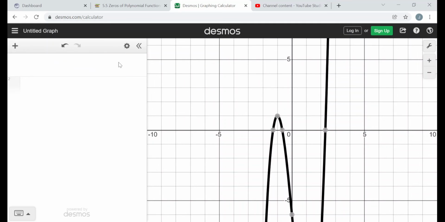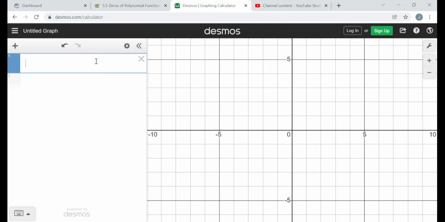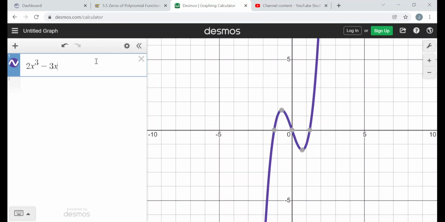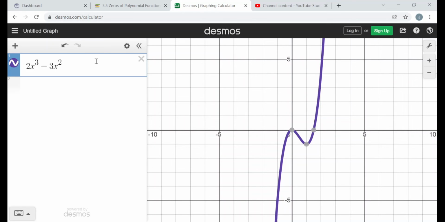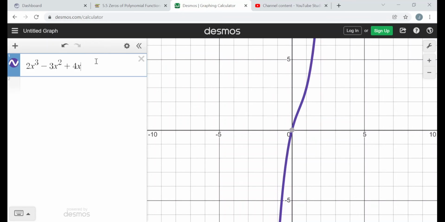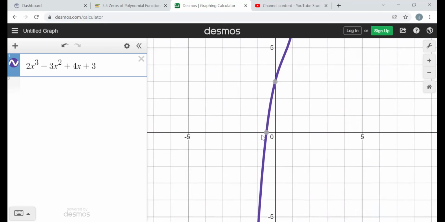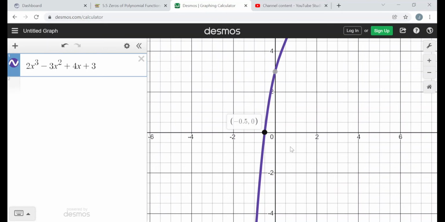All right, so again, the polynomial function we're finding the zeros of is y equals 2x cubed minus 3x squared plus 4x plus 3. Do you see how it's only crossing the x-axis at one point? And that's at negative 1/2. There's only the one real zero at negative 1/2.